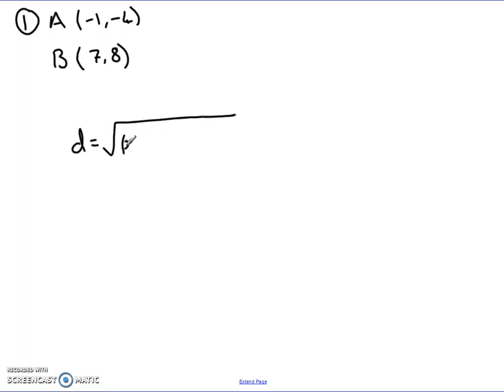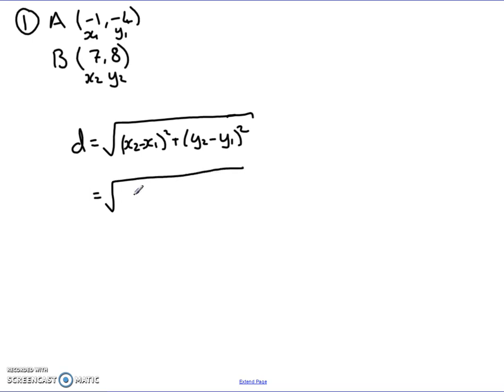So we know the formula that we're after using is the square root of x2 minus x1 squared plus y2 minus y1 squared. To do this, what we have to do is figure out where the x2, y2, x1, y1 come into play, substitute them in, and then calculate it through. So up here, we label our 2 points. I'm going to label A as being x1, y1, and B as being x2, y2, and I'm going to substitute them in.